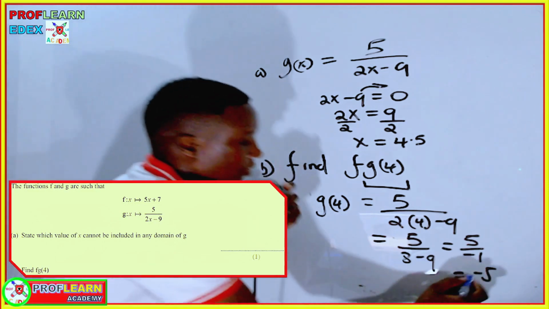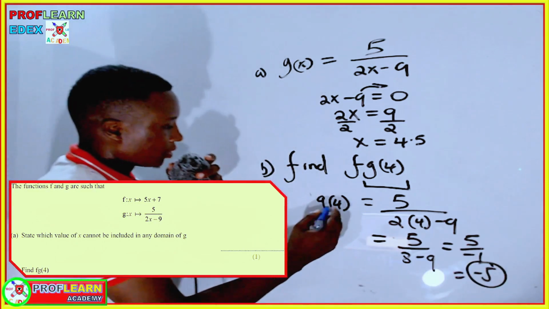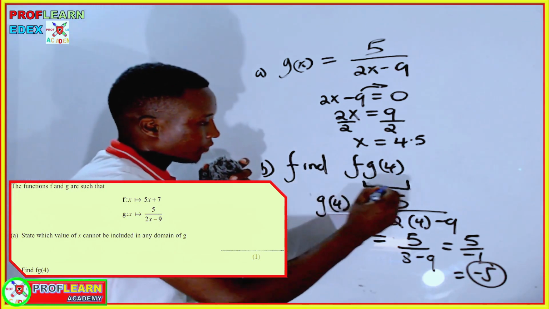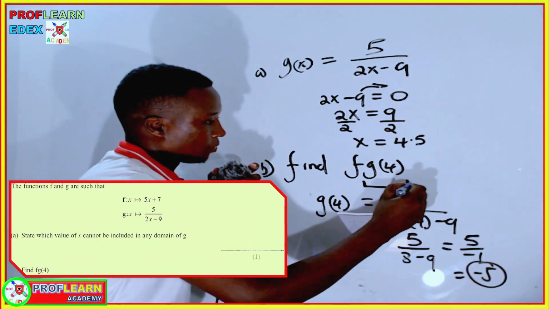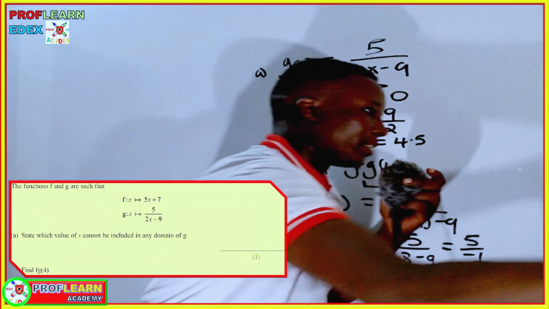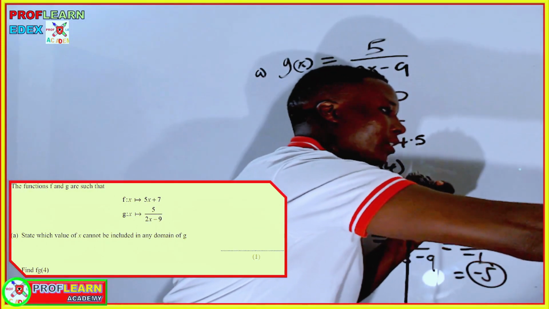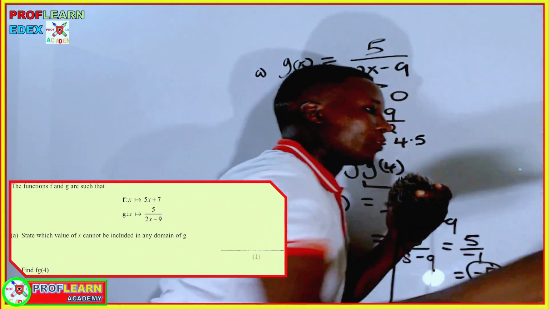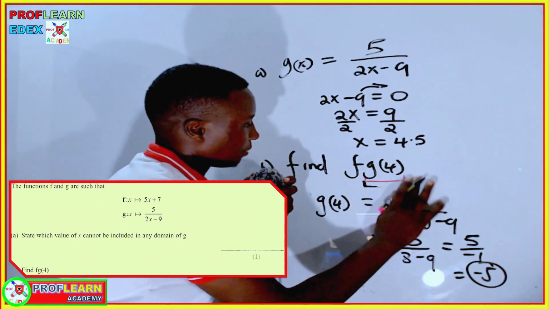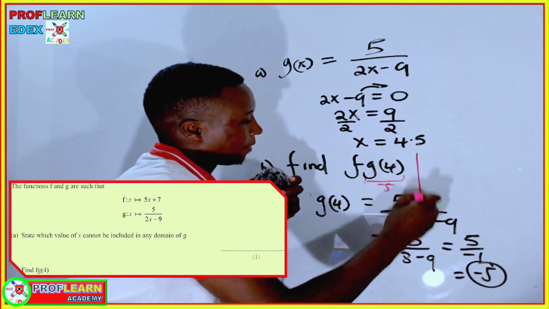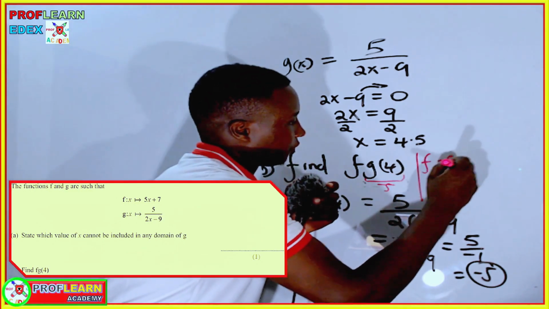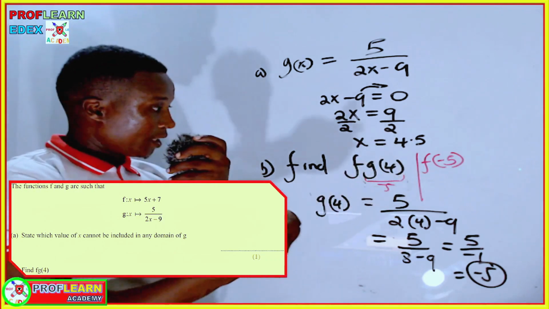Then we need to substitute this because our g of 4 is the whole of this function here, which is now negative 5. We need to find now, because this function here can be replaced with negative 5. Now the next part that we are going to do is to work out f of negative 5, because g of 4 is negative 5.